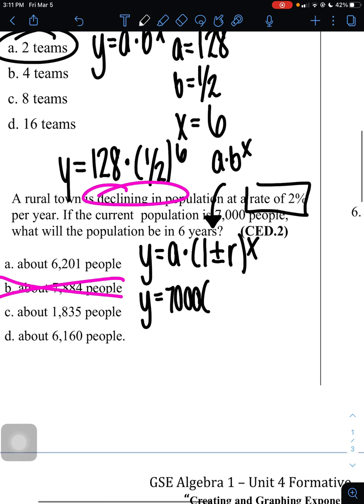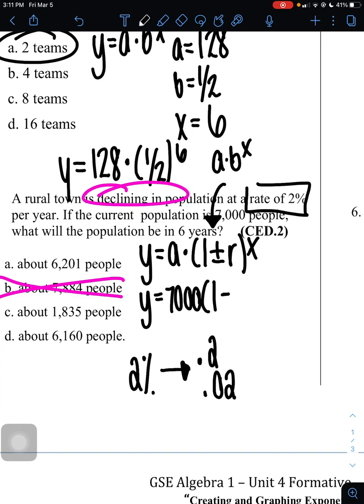Now, we already kind of just established that our population is declining. Since I'm declining, I wonder, am I going to be doing 1 plus or 1 minus? Hopefully you guys said minus for that. Now, I want to make this 2% a decimal. Would that be 0.2 or 0.02? Hopefully you guys said 0.02. So I'm going to do 1 minus 0.02 because that's the value of R.